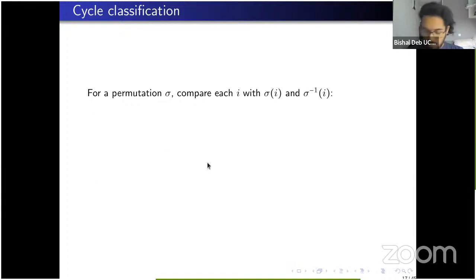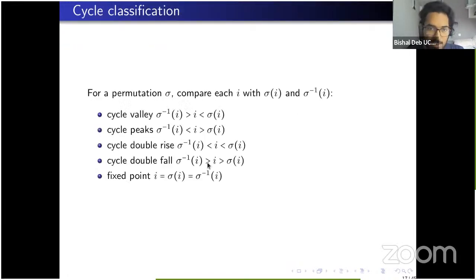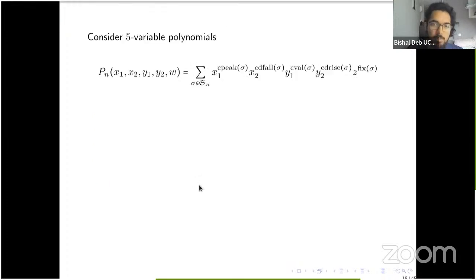And similarly, you also have a cycle double fall. And the fixed point is when i is equal to sigma of i, and hence has to be equal to sigma inverse of i. So every index is one of these 5 possible types.